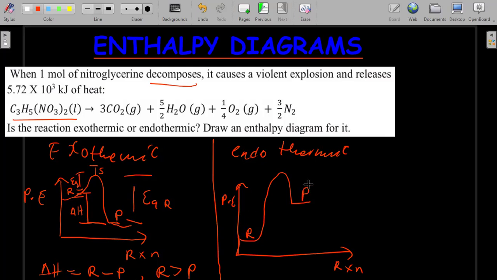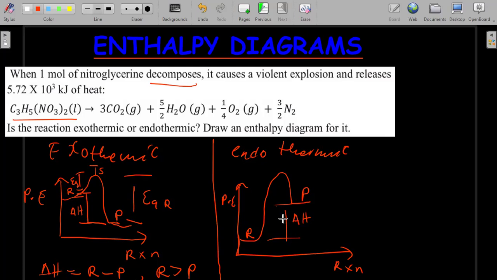Okay, so we still have the difference, the energy difference between the reactants and the products here. And this is what we made mention is called the what? The change in enthalpy. Okay.